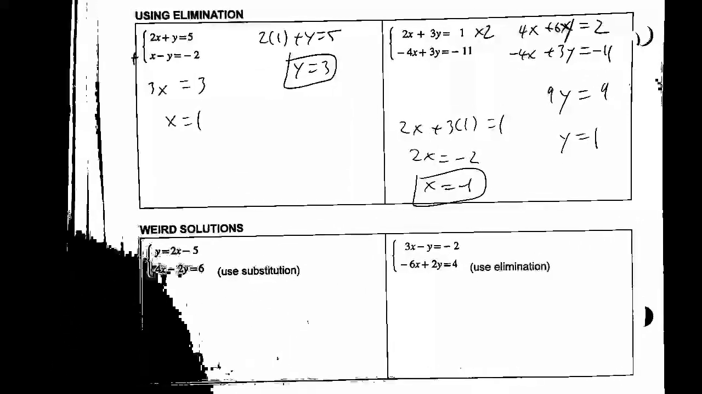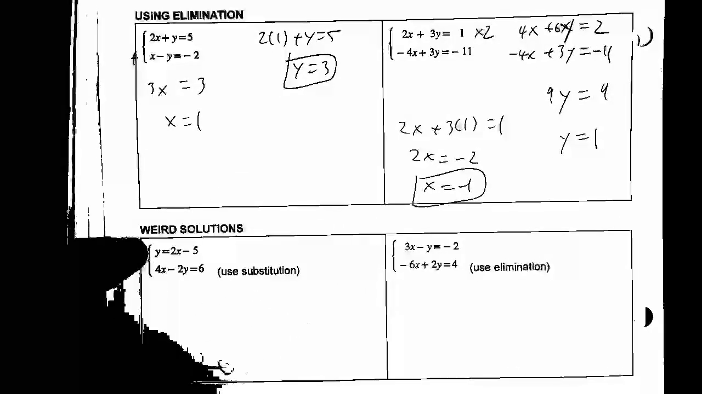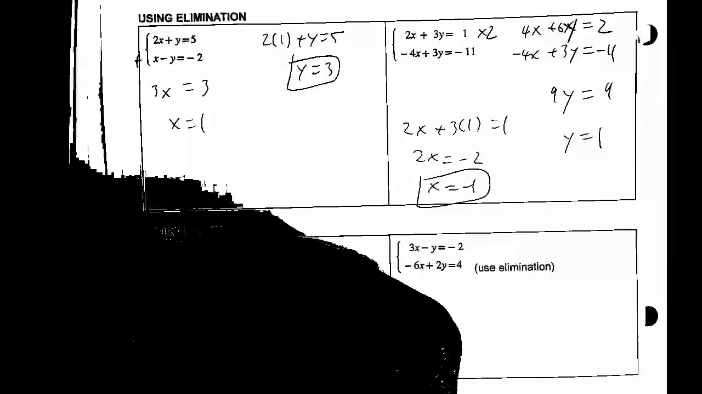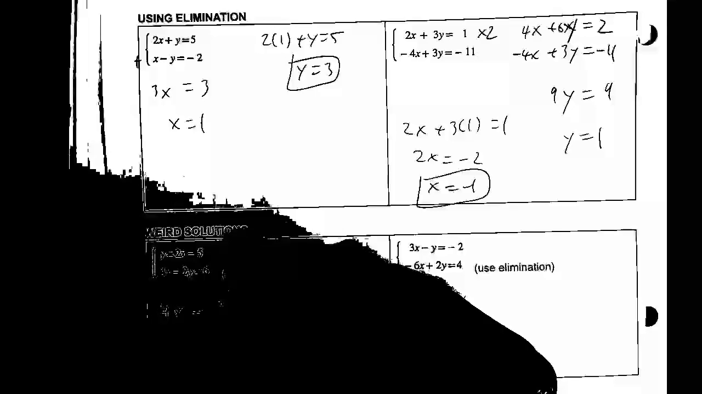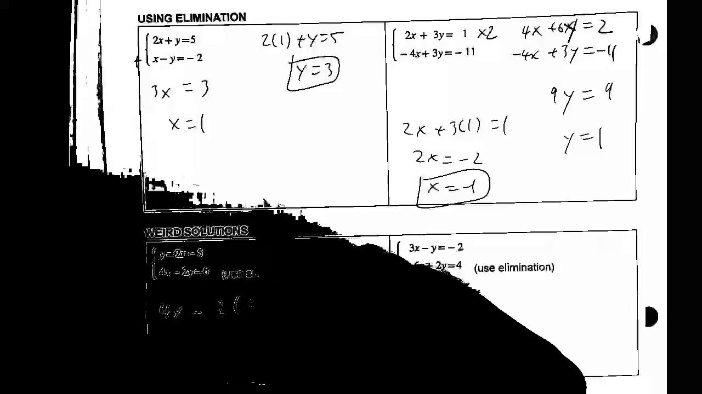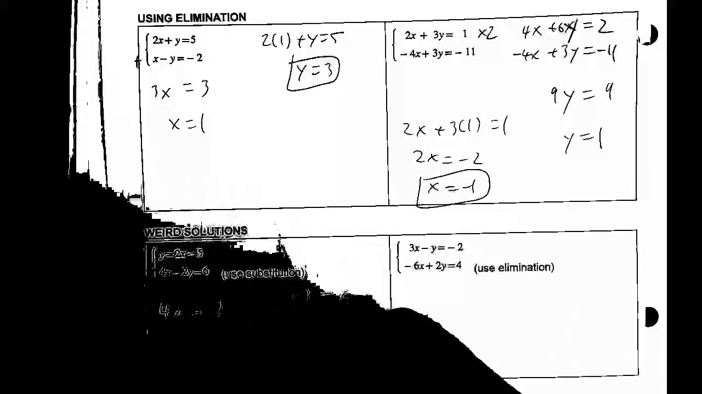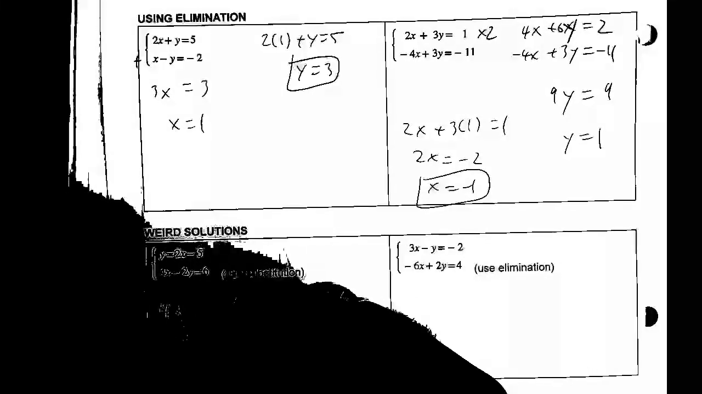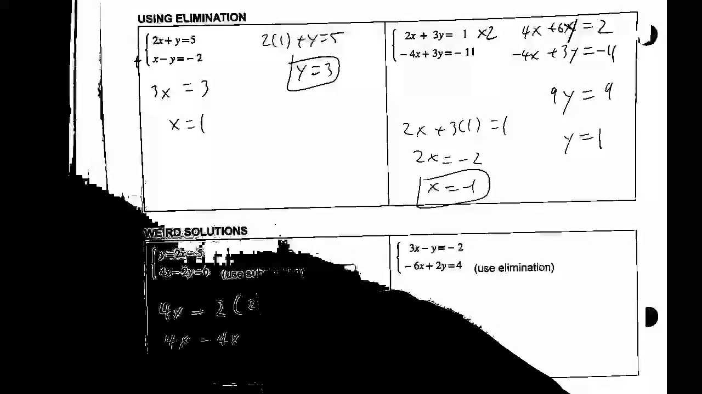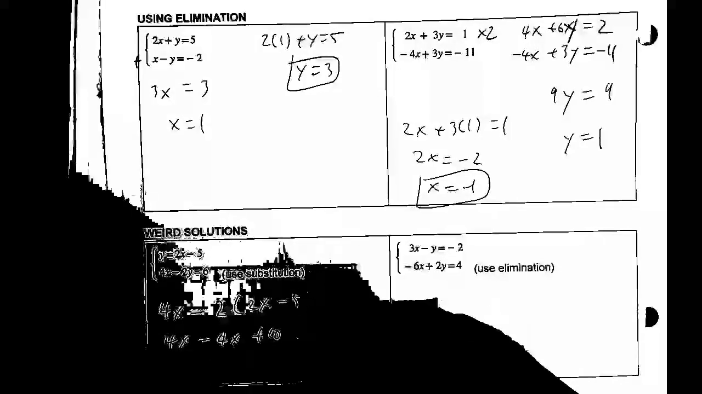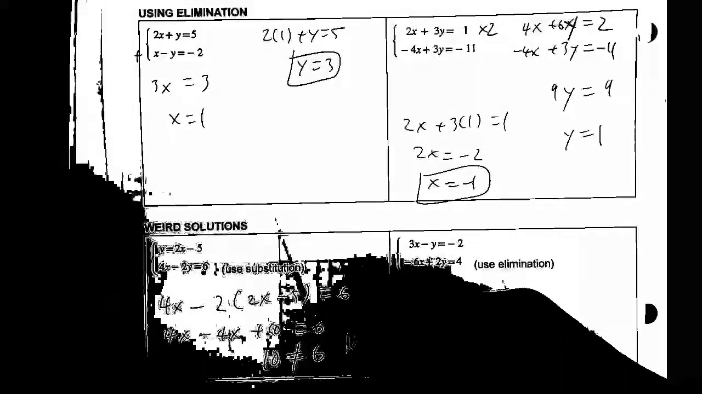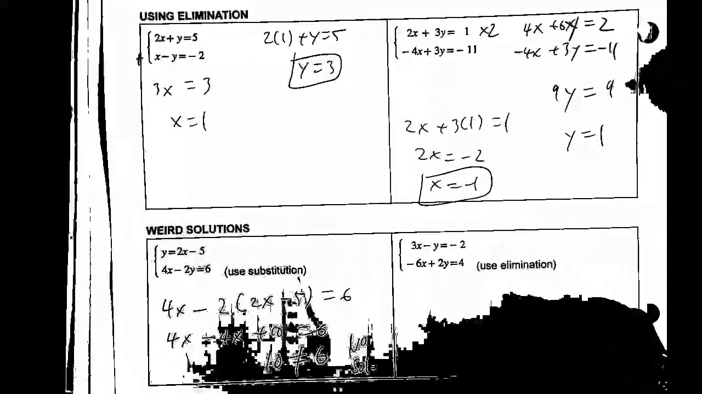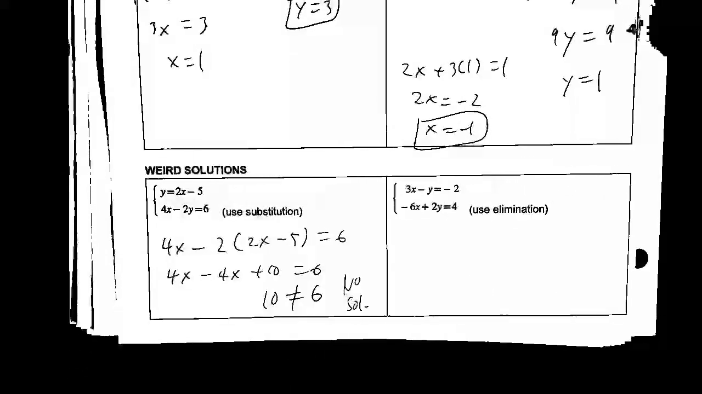Weird solutions. So using substitution here, if I know that y equals 2x minus 5 and I plug it in here, I'm going to get 4x minus 2 times (2x minus 5) equals 6. Let's go ahead and simplify this. We get 4x minus 4x plus 10 equals 6. That's just 10 equals 6, but that's not possible, so this is no solution, right? So if you get an answer that's impossible, you know it's no solution.